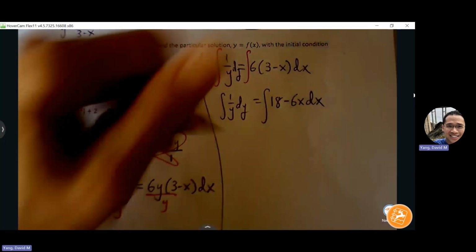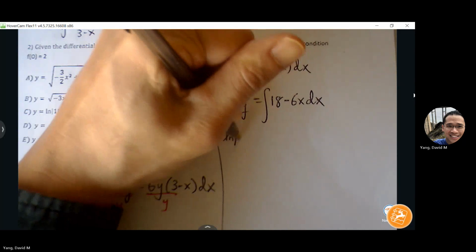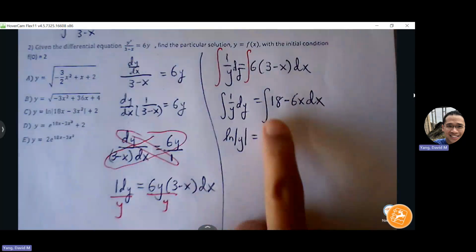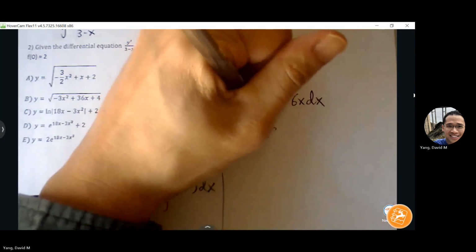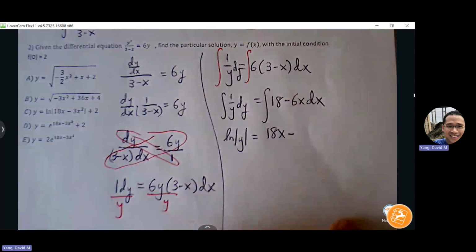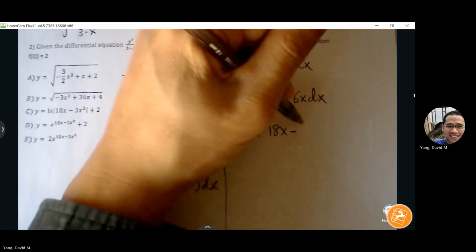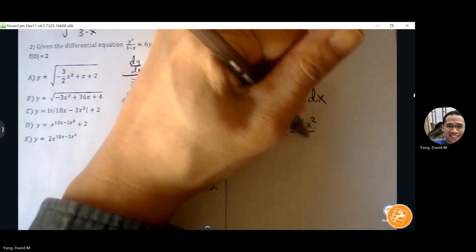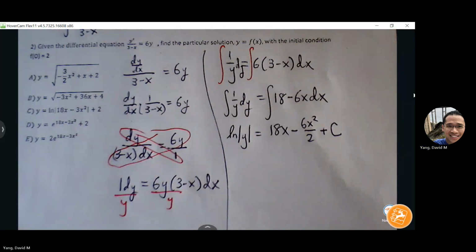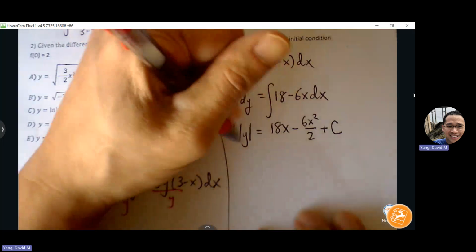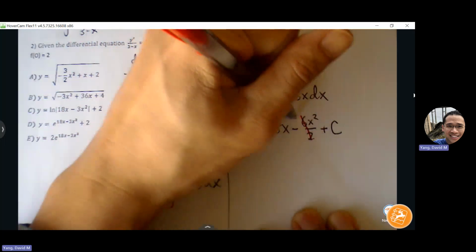Okay, so we said left side is natural log, right? And the right side, 18 turns into 6x becomes plus c. Okay, I'm going to solve for y first. Raise both sides, e is the base. I can also reduce this along the way as well.